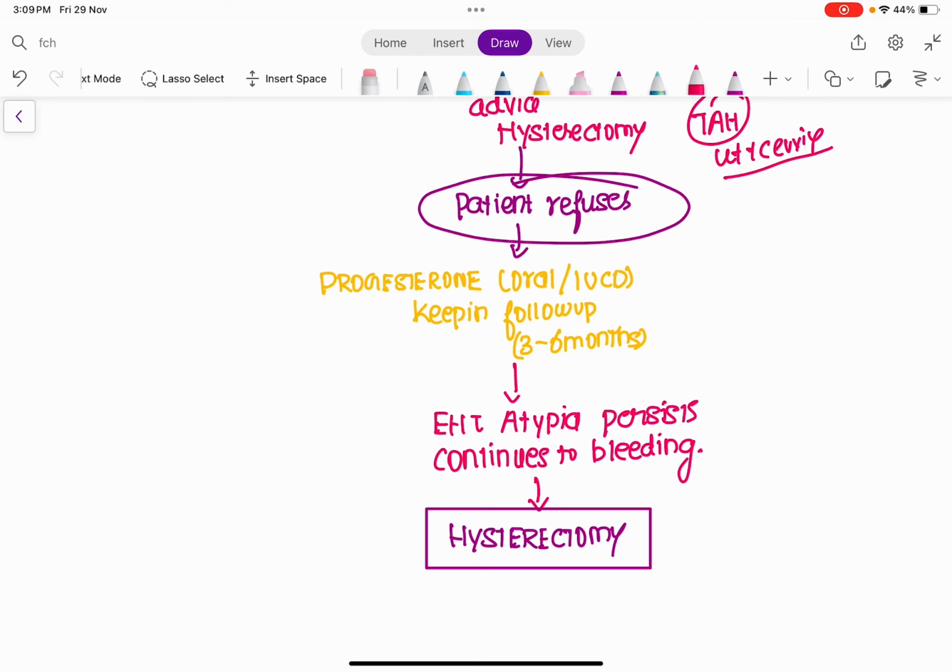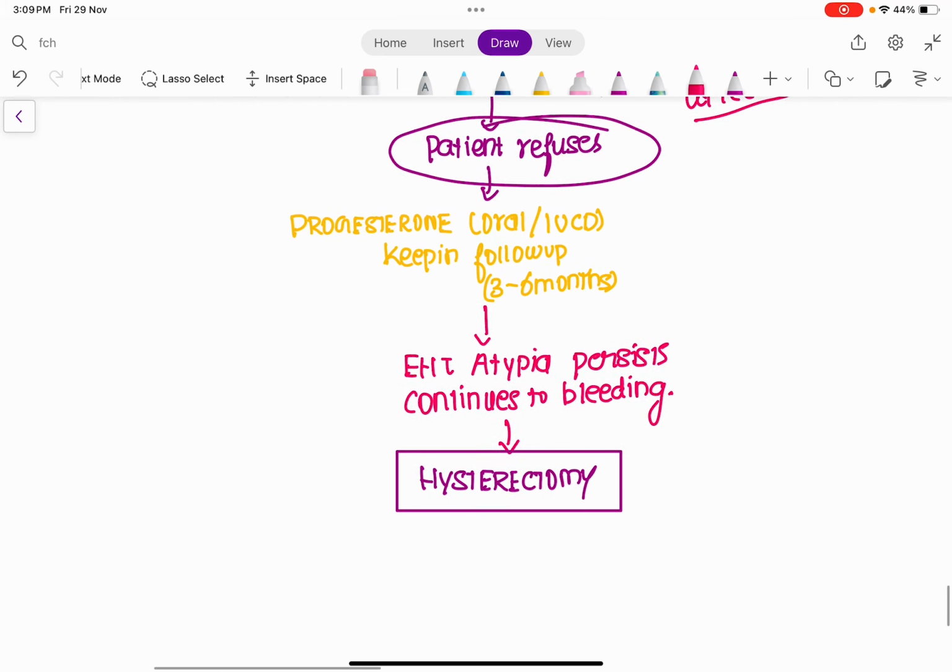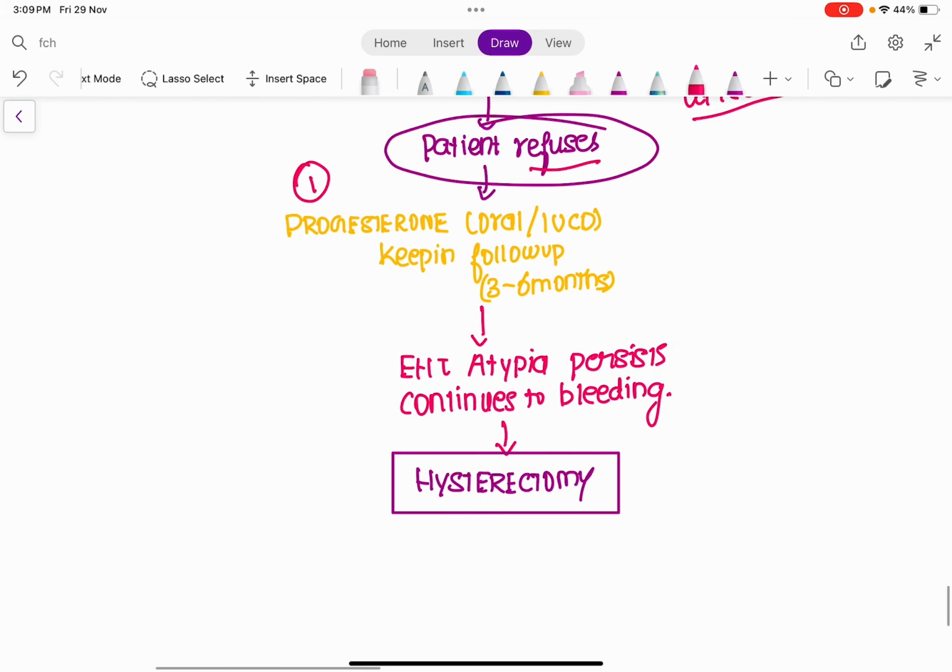So if the patient is going to refuse, you can provide the patient with an option. You tell her, okay, fine. So now you are actually refusing for hysterectomy. You don't want to do hysterectomy now. Okay, now I will start you with some other management. So let's watch out whether it is regressing or not. If there is progression, then you have to agree for a hysterectomy. That is first. If the patient is going to refuse, you do some other management, and the management is progesterone.